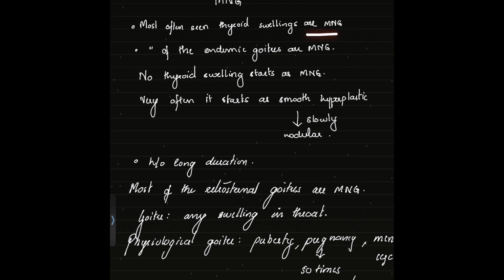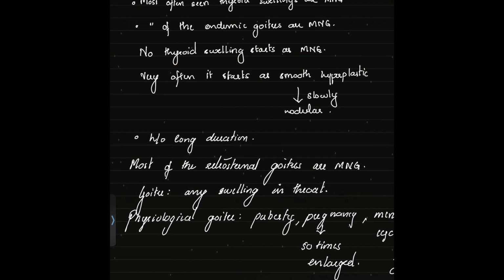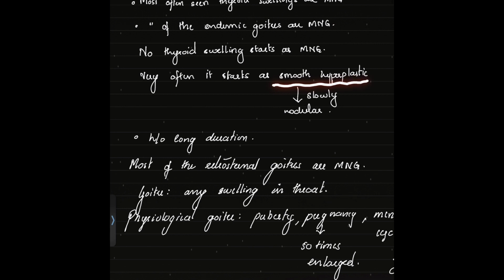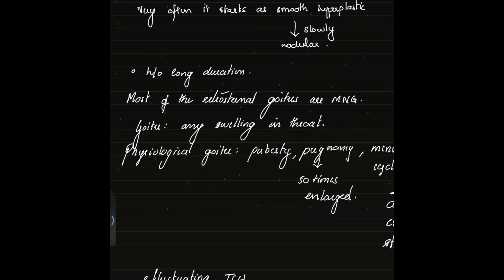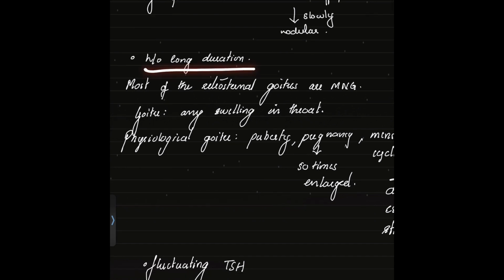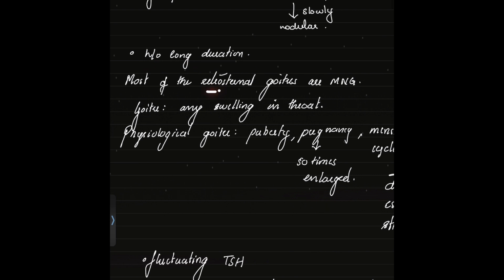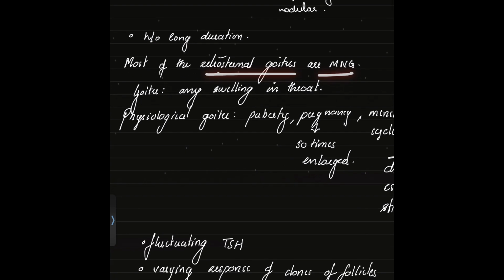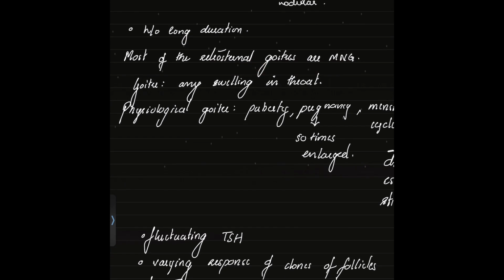Multinodular goiter is the most often seen thyroid swelling. This is why this topic is important. Most of the endemic goiters are MNG, and no thyroid swelling starts as MNG, right? Very often it starts as a smooth hyperplastic swelling and slowly becomes nodular. So in these patients, you can see a history of long duration, 5 or 10 years, they will say they had the swelling. And most of the retrosternal goiters are also MNG.